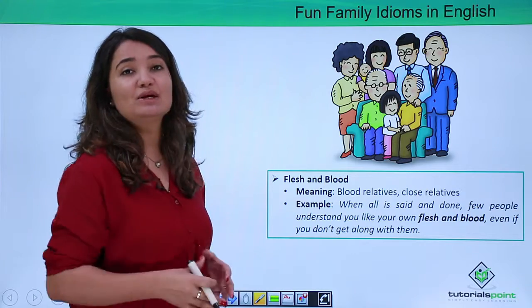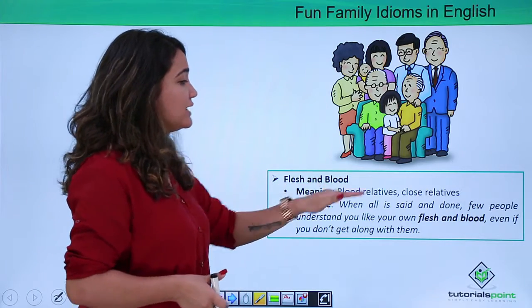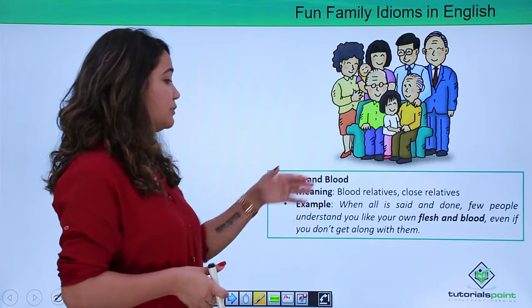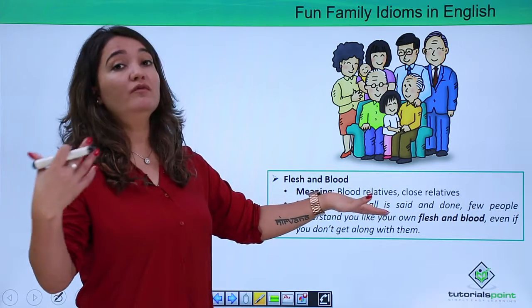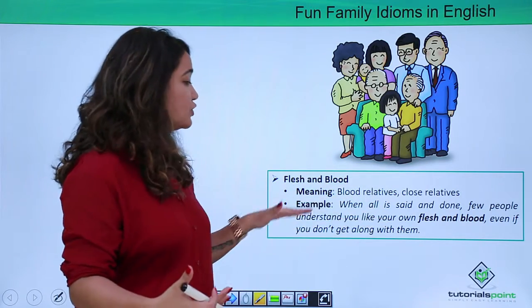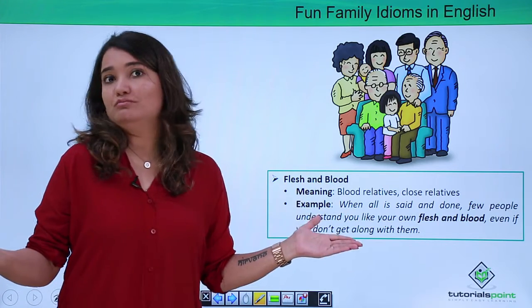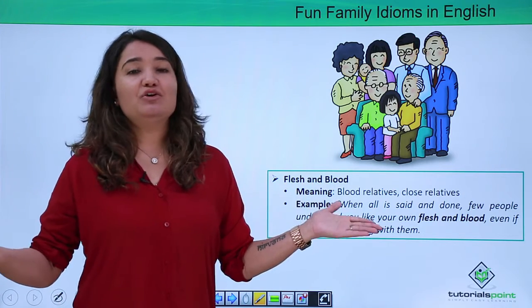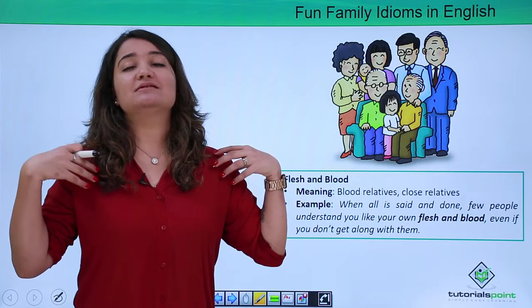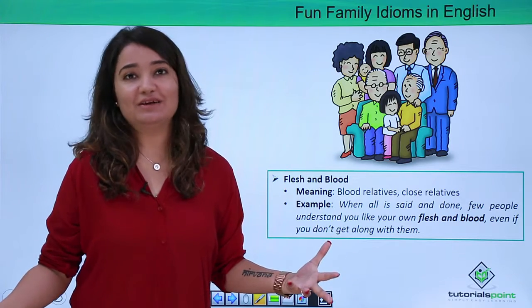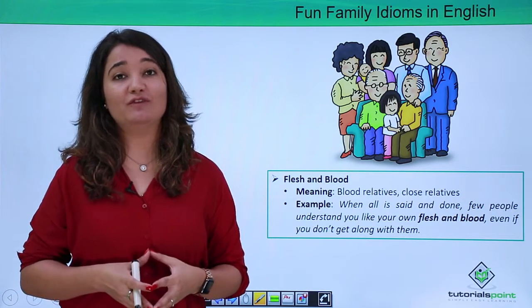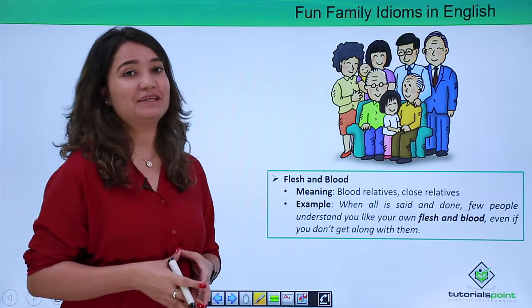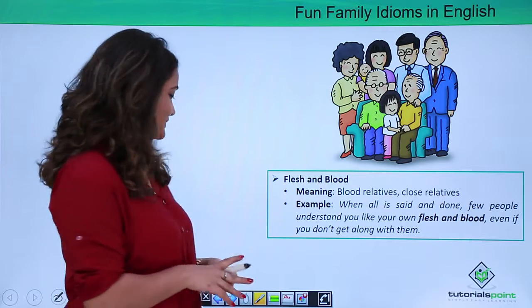So let's look at an example. When all is said and done, few people understand you like your own flesh and blood, even if you don't get along with them. So, having your flesh and blood is extremely a blessing, right? It is really a blessing to have your own flesh and blood. So you definitely are blessed if you have your flesh and blood.